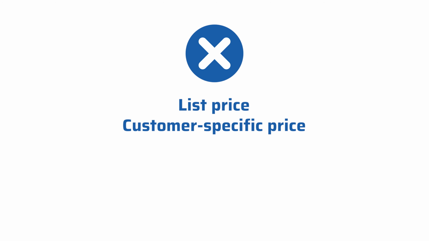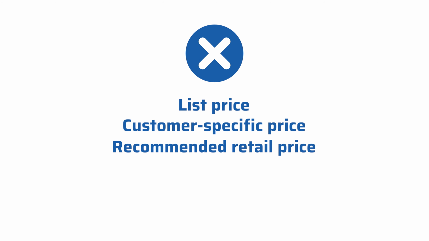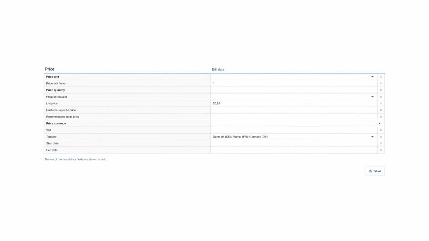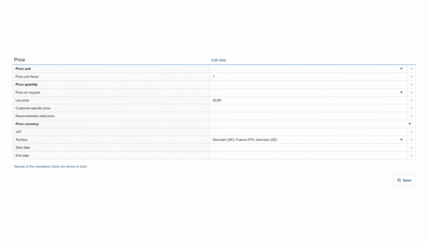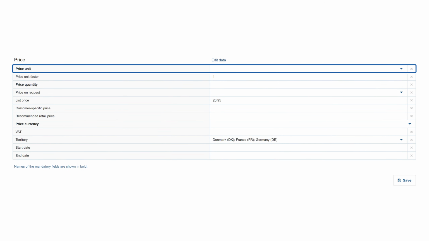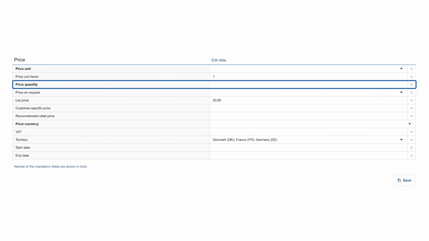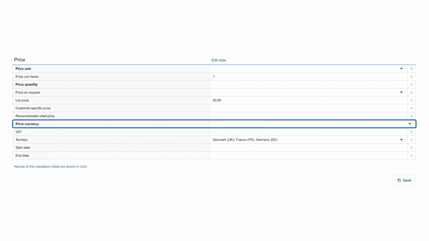Let's go over the most common mistakes made when defining product prices. The first is failing to define at least one valid price: a list price, a customer's specific price, a recommended retail price, or price on request. Another common error is leaving the definition incomplete, for example, not specifying the price unit, not providing the price quantity, or not entering the currency.